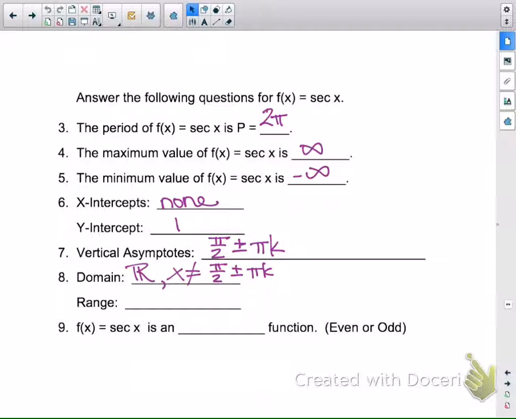Range is exactly the same as the last one. So remember, we do the range of the downwards facing u, which goes from where? Negative infinity to negative 1. The upwards facing u picks up at 1 and goes to infinity. And then just like cosine, secant would be even or odd if you look at the y-axis. Even, because I could fold that along the y-axis and have the same piece match on either side.